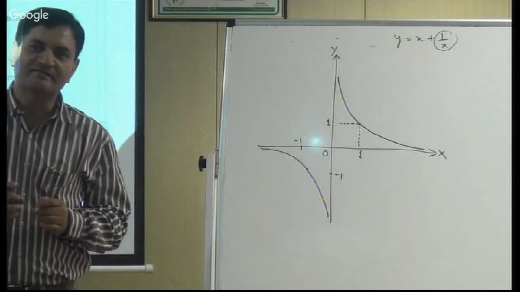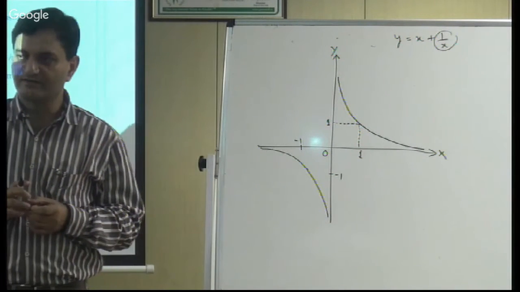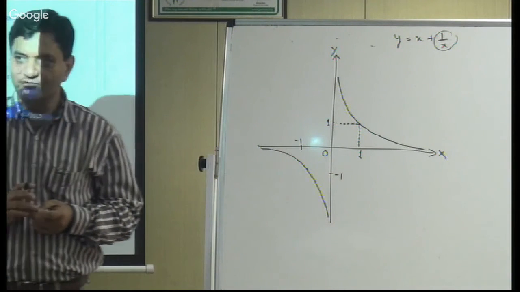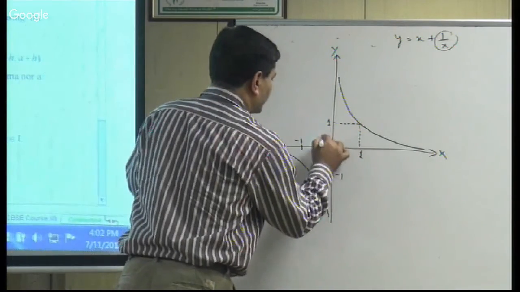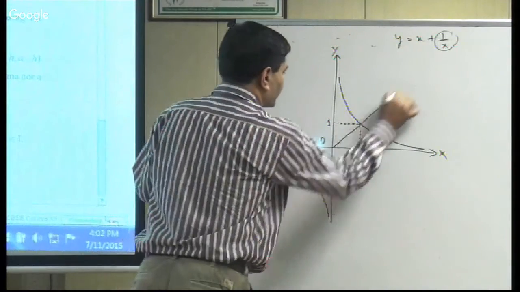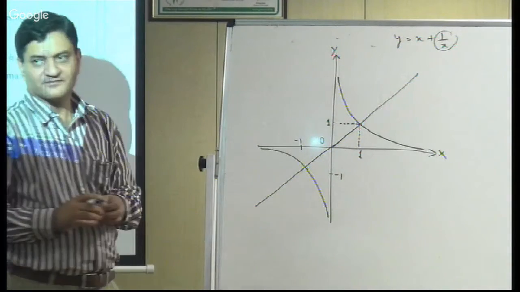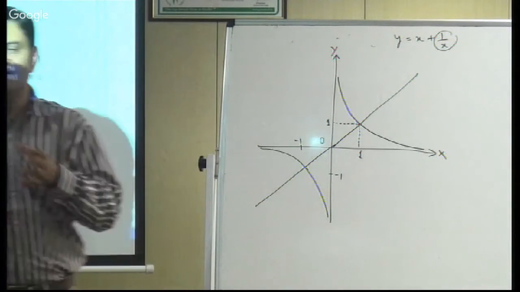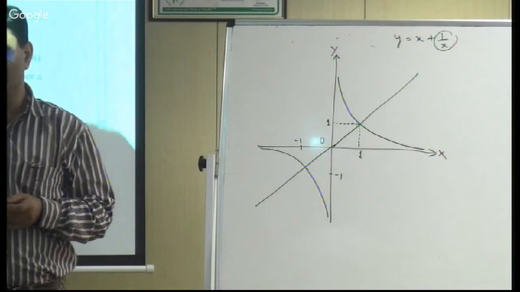Now, which is the other function? y equal to x. What is the shape of y equal to x? It is a straight line passing through the origin. I write origin here. It will pass through 1, 1, and like this. Now, can you find the sum of these two functions? If I have to find the sum of these two, how will I find it?